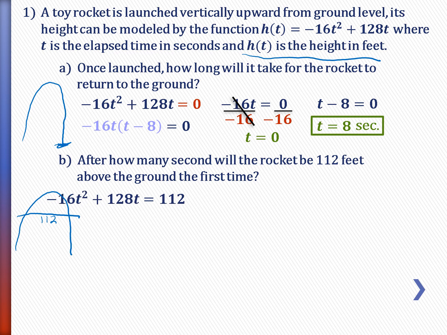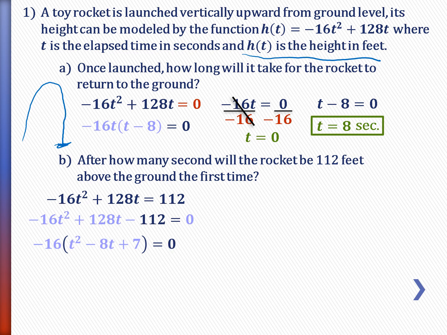Well, this is a quadratic, and so to solve it, I have to make it equal to 0. So that means I'm going to subtract 112 from both sides. Now I'm going to see, can I factor out a GCF? And this time I can only factor out a 16. Remember, to factor out a variable, all 3 terms have to have that variable, and this time they don't. So we can only factor out a negative 16.